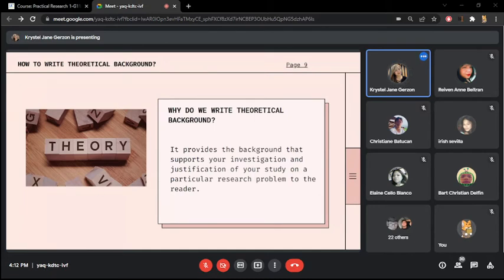Simply, it's because it provides the background that supports your investigation and justification of your study on a particular research problem to the reader. So by discussing the theoretical background, it would give your readers, and of course, the researchers, further in-depth understanding about the topic, and probably also understand why certain things happen, how certain things happen, because that's the role of a theory. It explains why a certain phenomenon is happening, a certain natural thing is happening, or how it happened.